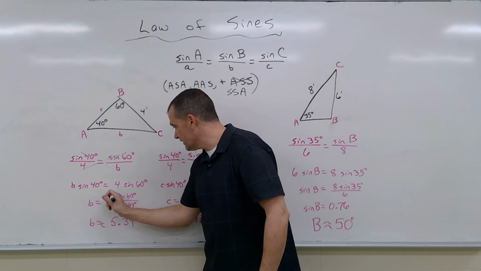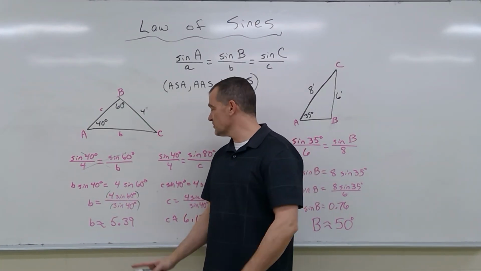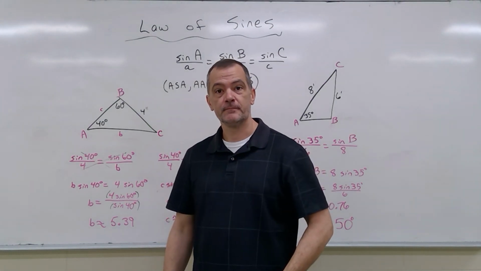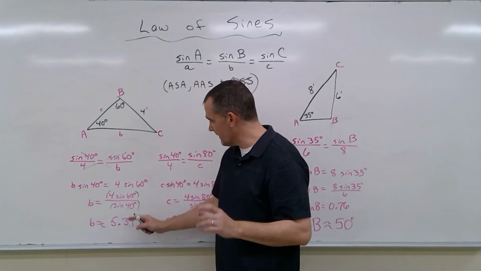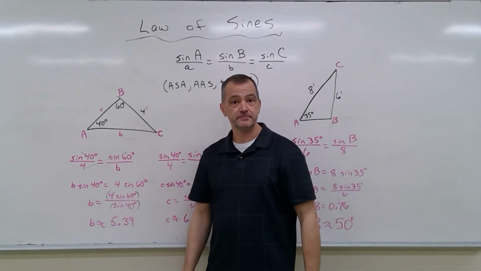Some students like putting the numerator in parentheses and the denominator in parentheses. Other students like typing in 4 times the sine of 60, press enter, get that answer, then divide it by the sine of 40, and you get approximately 5.39 inches.